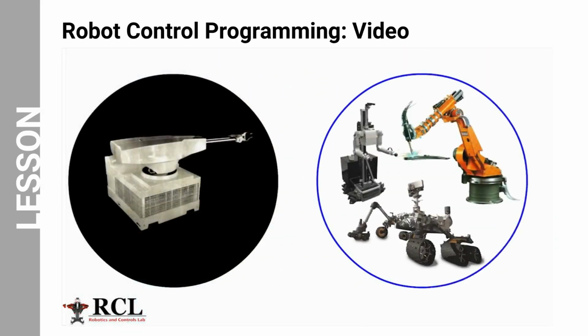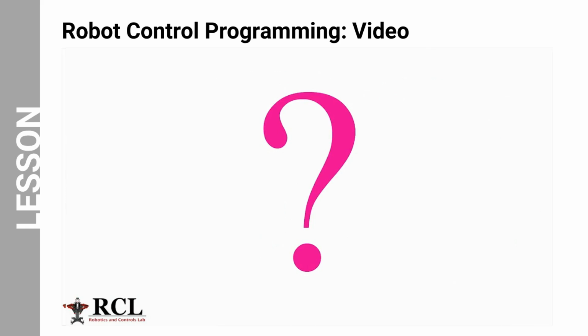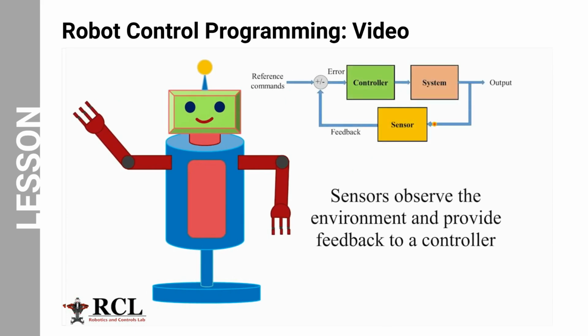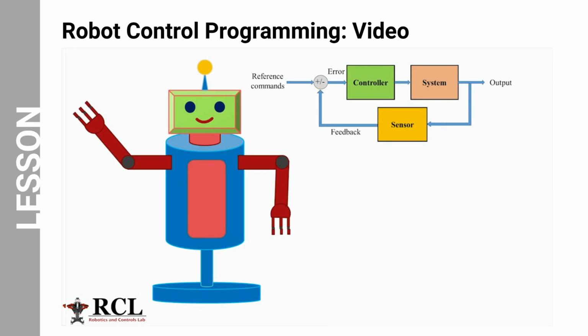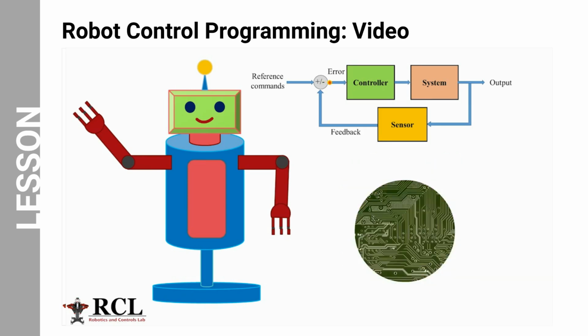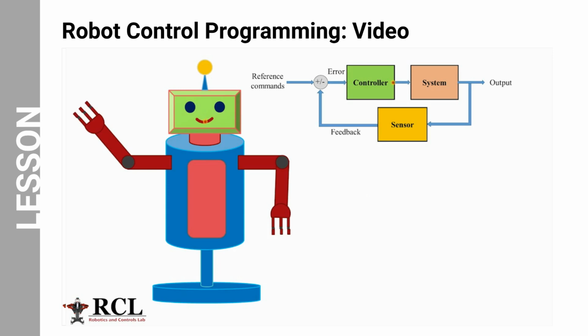Since then, we have come a long way. But how is this possible? A robot observes, decides, and acts. Sensors observe the environment and provide feedback to a controller. Modern robots are equipped with a variety of sensors such as cameras, gyroscopes, IR sensors, and LiDAR. The controller is the brain of the robot that takes the information perceived by the sensors and makes decisions. The signals generated by the controller are sent to the robot's actuators to perform actions.